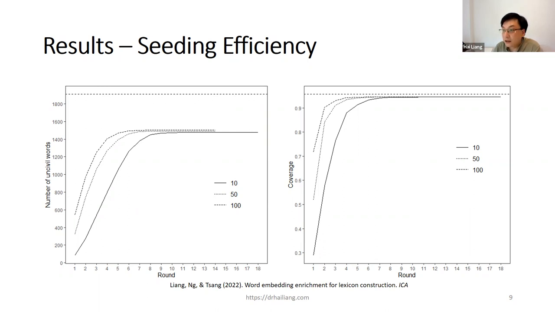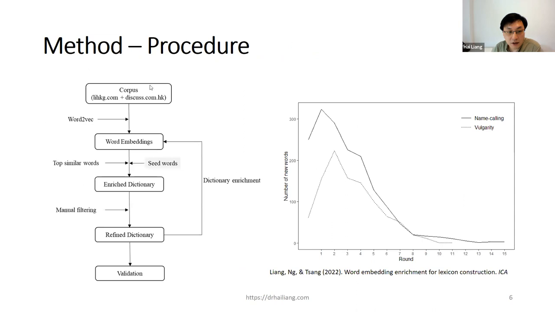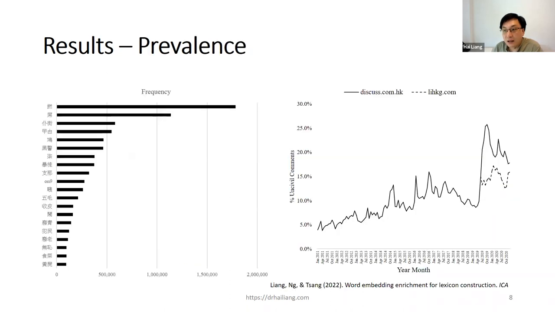How many rounds do we need to repeat? The second is how many words we need to include in the seed words. To test this, we tried different numbers of seed words, from 10, 15, and 100. We just randomly selected them, purely randomly, computer random. I can tell you that initially for our dictionary here, we included many, around 300 seed words. So anyway, that would be maybe too many.